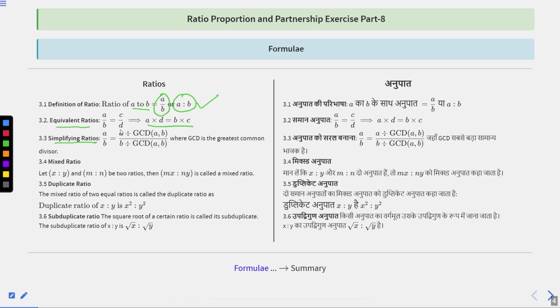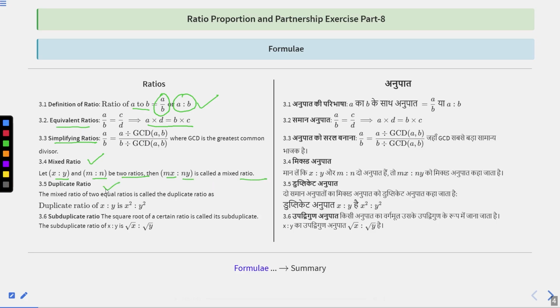Simplifying a ratio. A ratio will always be in simplified form. It means their greatest common divisor should be only 1. So A:B divided by the greatest common divisor of A and B, then we say that A and B are in simplified form. Next is mixed ratio. Let X:Y and M:N be two ratios. When we multiply them, M into X : N into Y is called a mixed ratio.